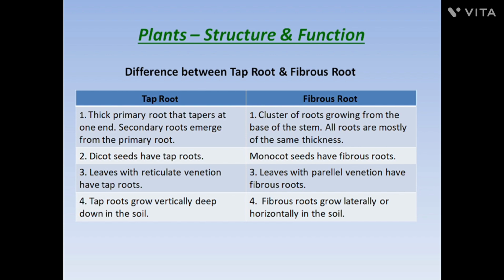Taproots grow vertically deep down in the soil. And fibrous roots grow laterally or horizontally in the soil.